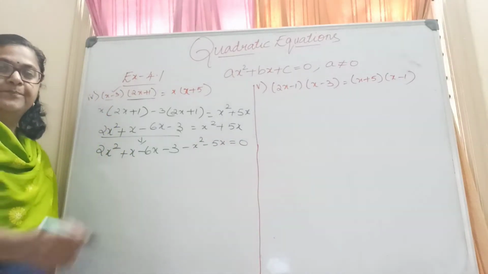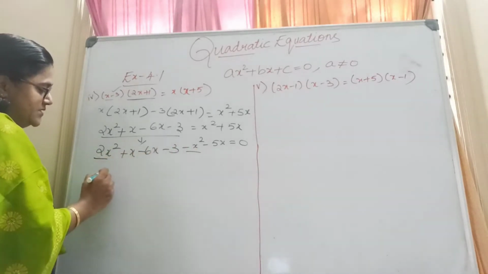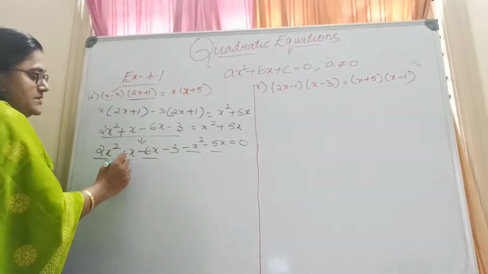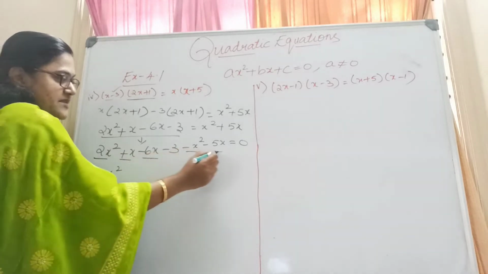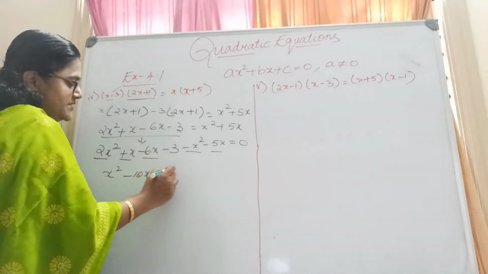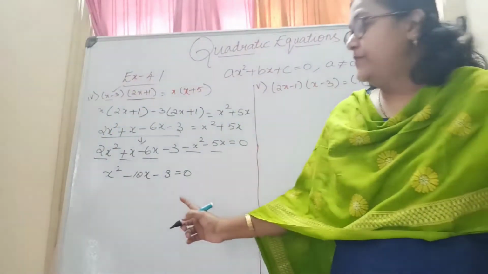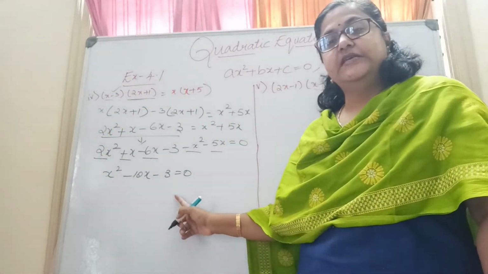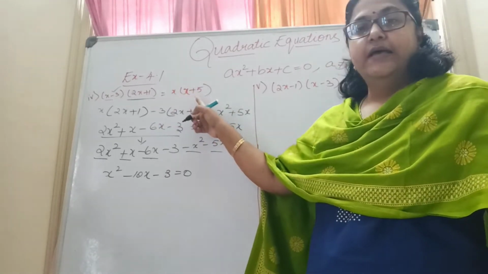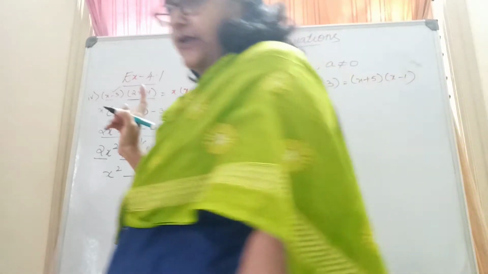Now we will simplify by identifying the like terms. Okay. Now x², x². 2x² − x² is x². Now x, 6x and 5x. x − 6x is −5x. −5x − 5x is −10x. Okay. −3 is equal to 0. Now it is very clear that this is of the form ax² + bx + c = 0. Right. So (x − 3)(2x + 1) = x(x + 5) is a quadratic equation. Right. So we'll write the conclusion now.